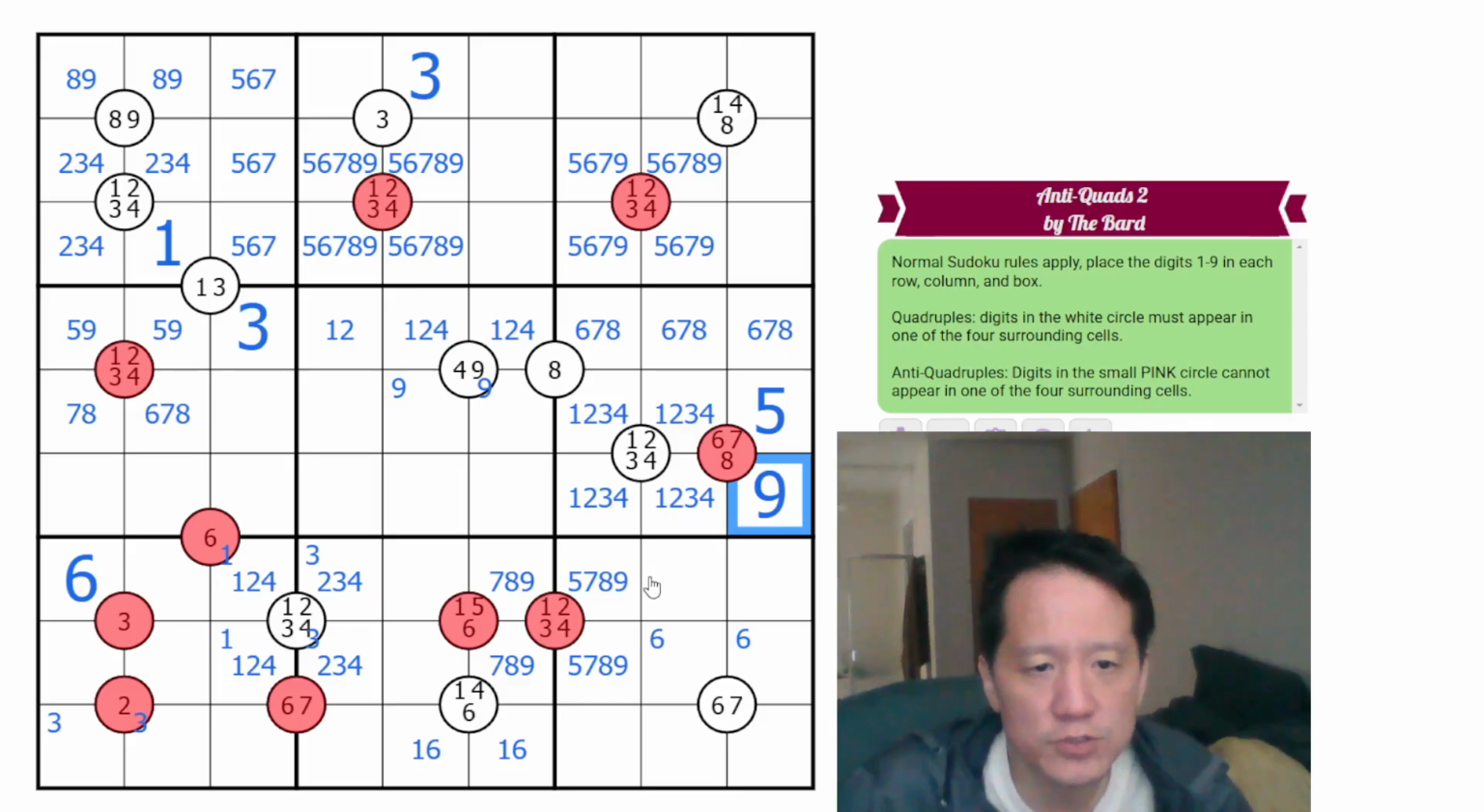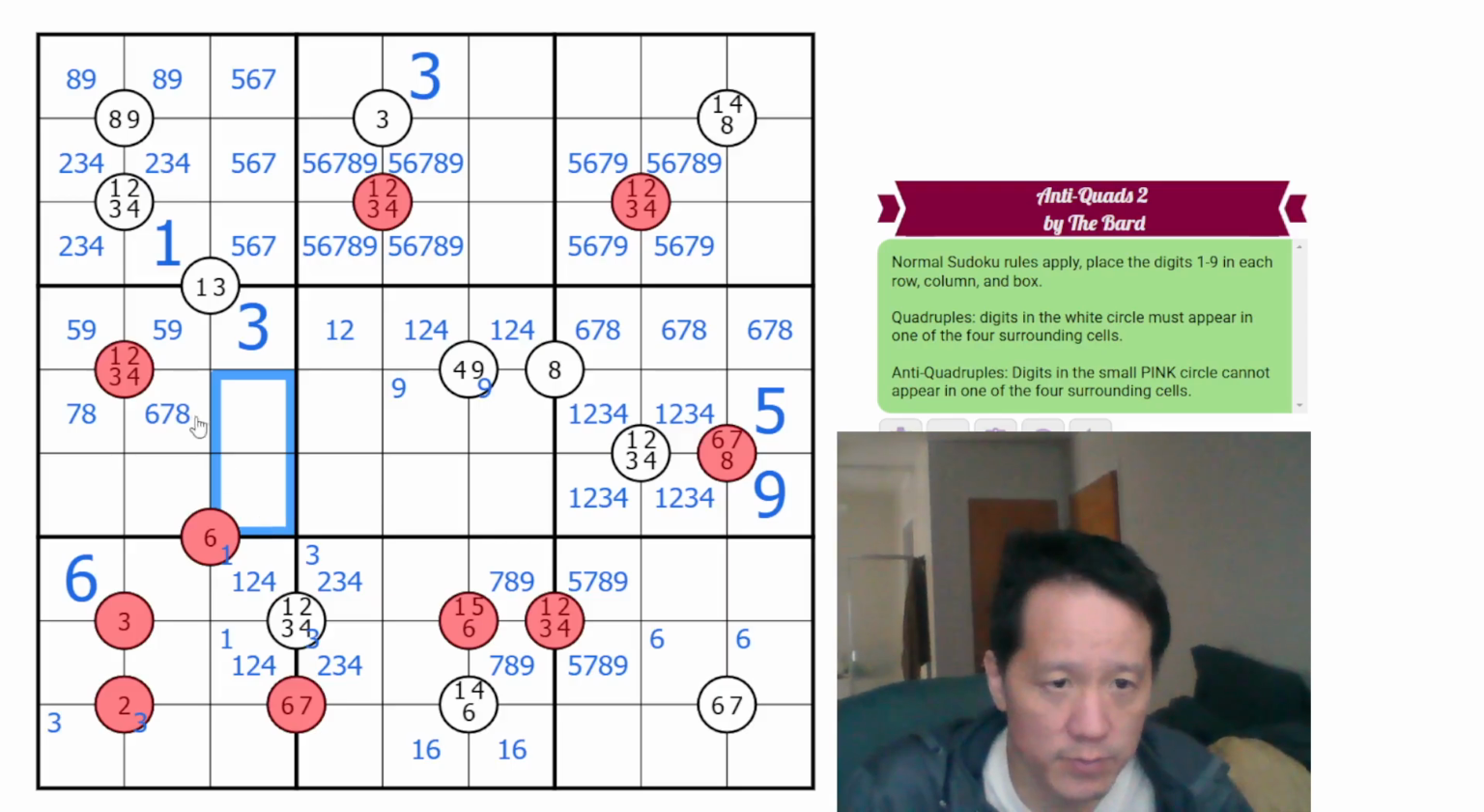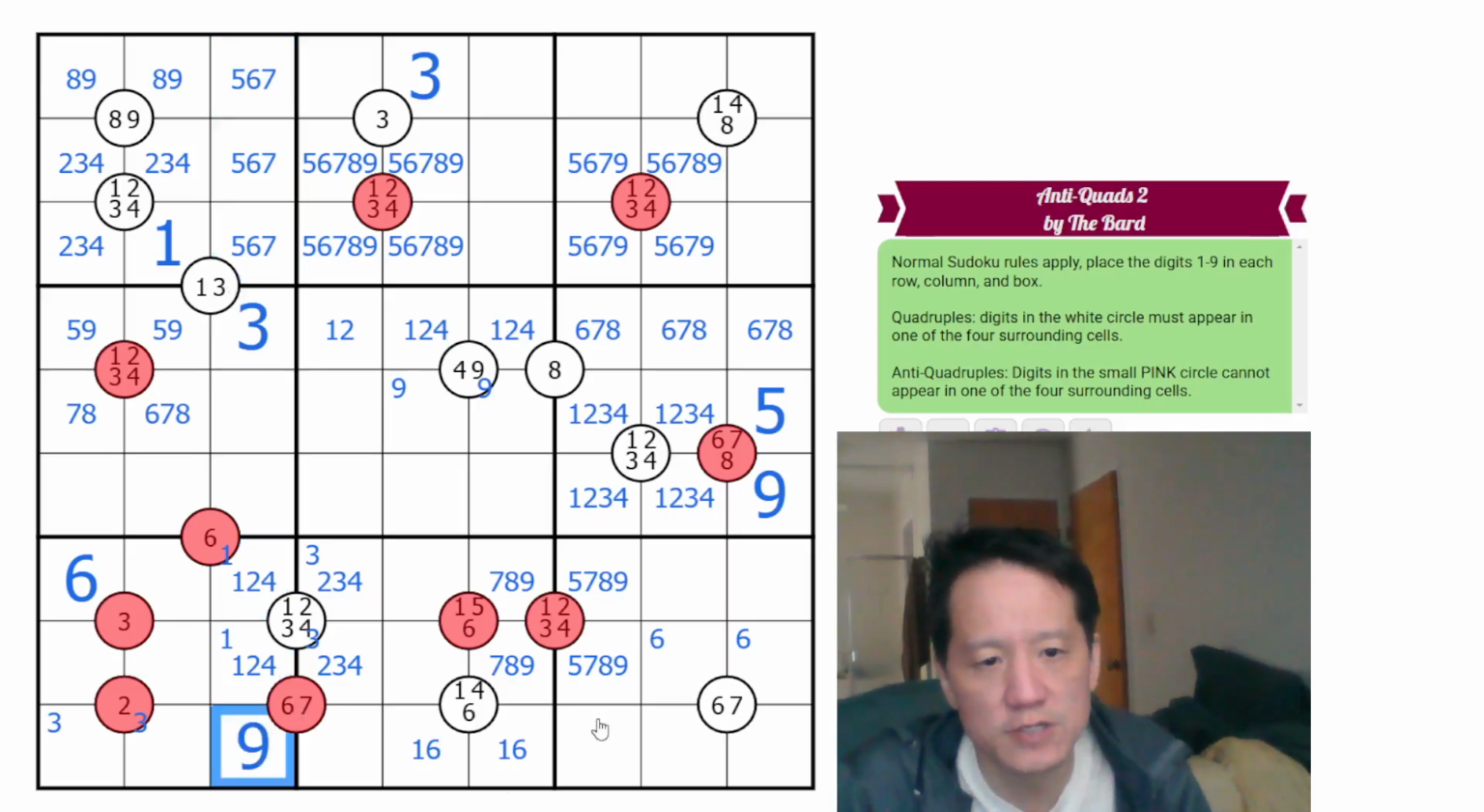Let's see, what else do we have? This can no longer be 9 because of the 5, 9 pair in the box. This can't be 9, whereas the 9, it has to be here. So this is a 9.